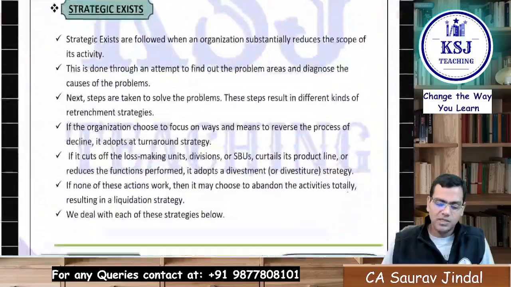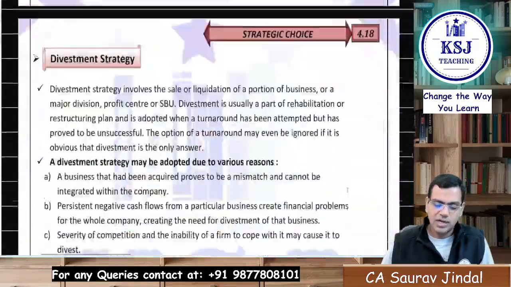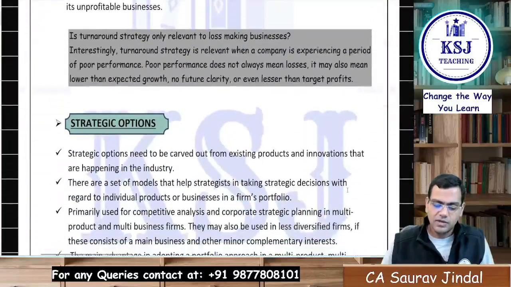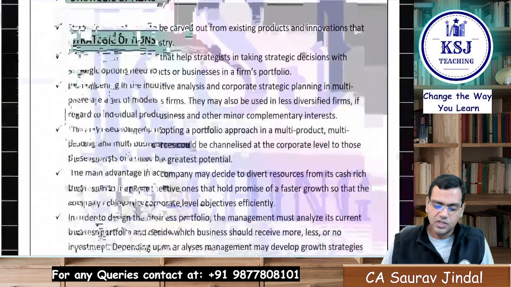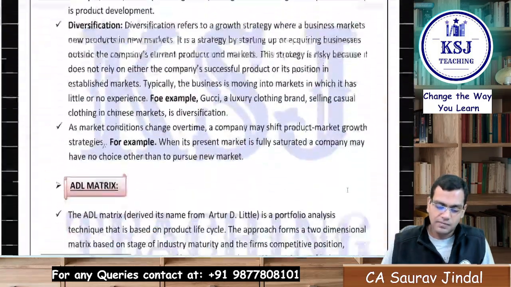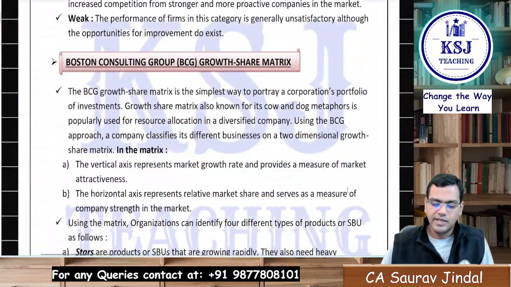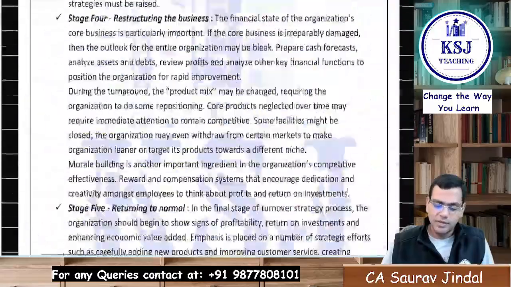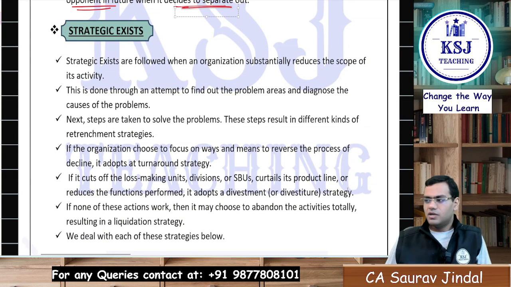And in the next lecture, we'll discuss strategic exit, turnaround strategy, then divestment strategy. We'll try to cover this whole part, right? The strategic exit, and then we will have strategic options. The Ansoff product market growth matrix, we have already done this topic. And the ADL matrix, we'll just touch upon it. We have already done it. Then the BCG growth share matrix will be there. The last topic will be there. Okay, so I think almost 3 to 4 more lectures on this particular strategic choice, right?